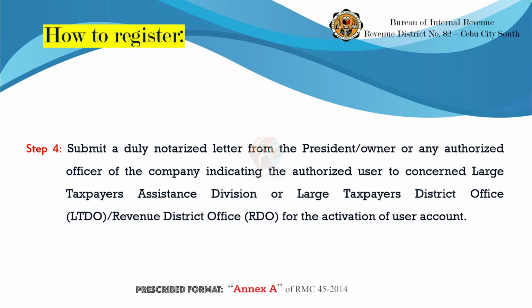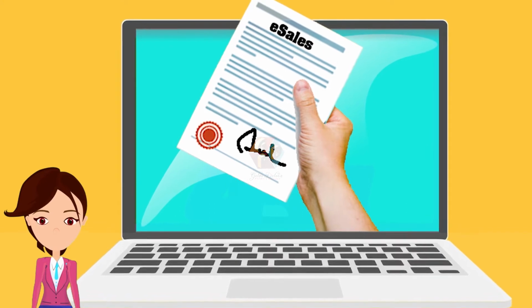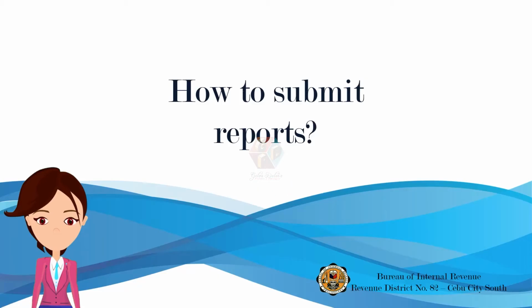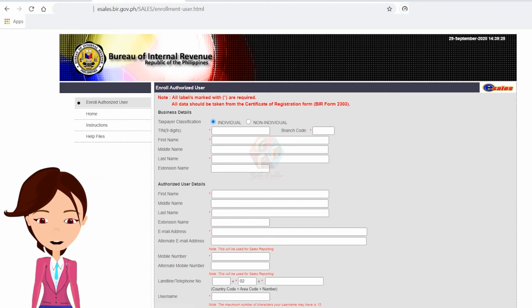Step 4. After a successful online registration, you need to submit a duly notarized letter from the president or owner or any authorized officer of the company indicating the authorized user to concerned LTDO or RDO for the activation of user account. The prescribed format is in the Annex A of RMC 45-2014.